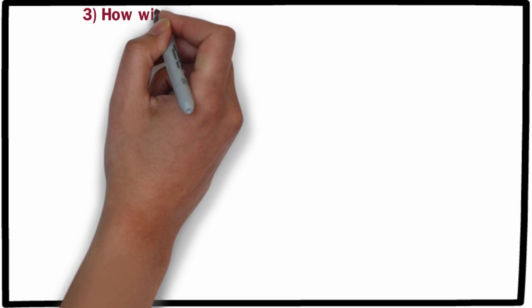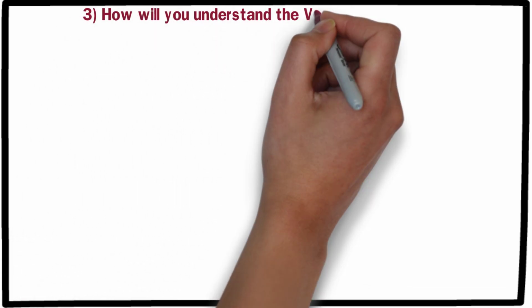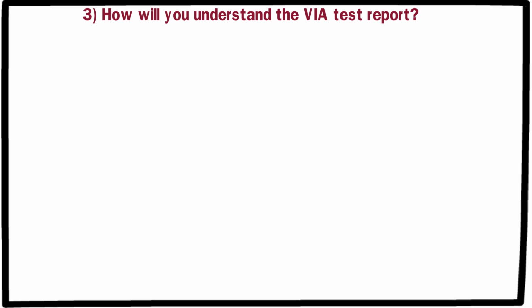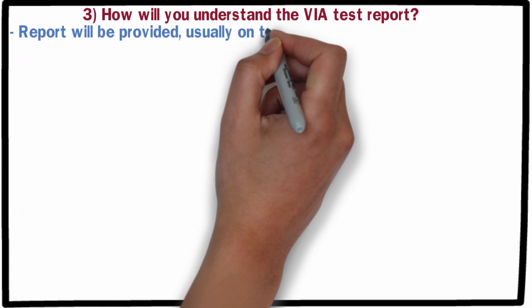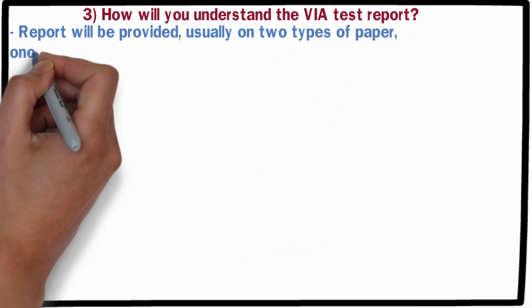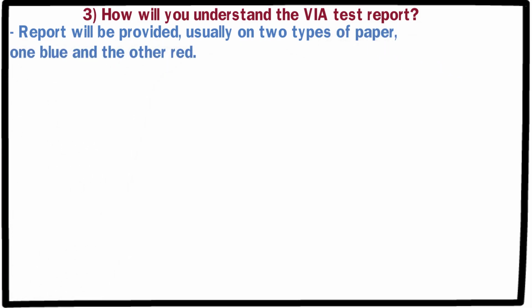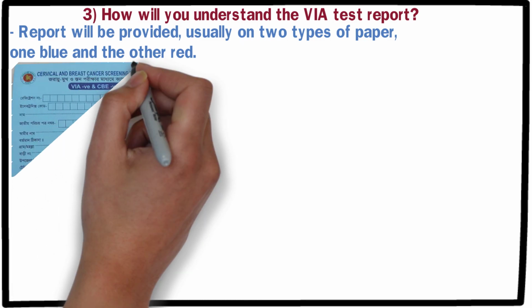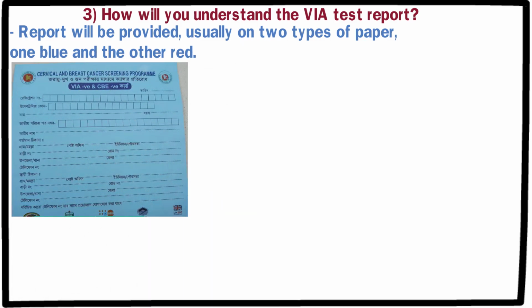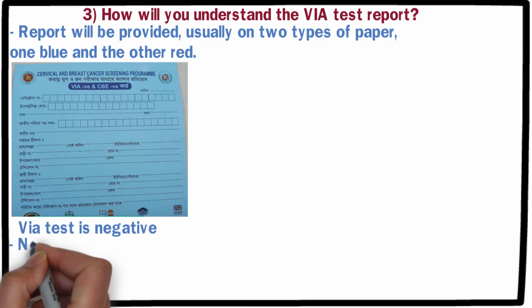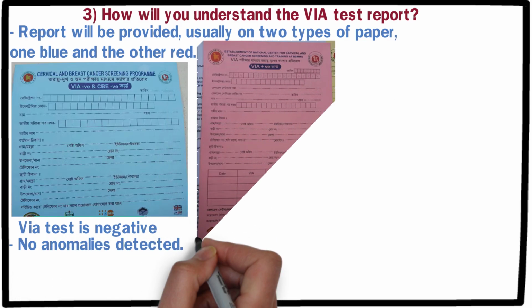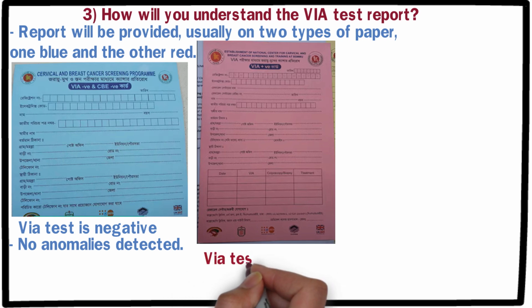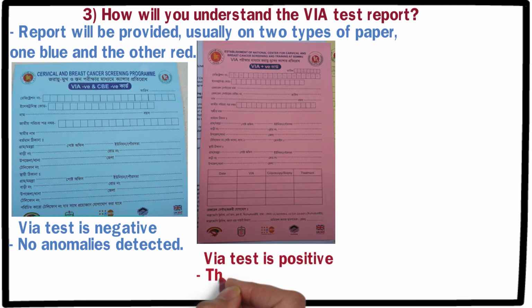How will you understand the VIA test report? What should you do if there is a problem in the report? After the examination, a report will be provided, usually on 2 types of paper, one blue and the other red. On the blue paper, if the report indicates negative, you will understand that the VIA test is negative, meaning there are no anomalies detected. If the report comes on the red paper, then you will understand that the VIA test is positive, indicating that there is a problem.